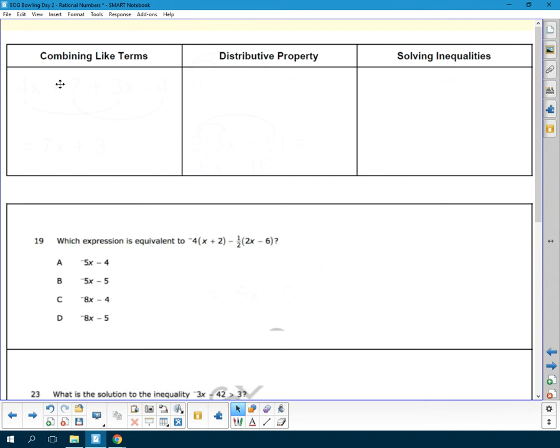Okay. When we talked about Unit 3 and Unit 4, expressions and equations and inequalities, we talked about combining like terms, the distributive property, and solving inequalities, among lots of other things. But these are 3 things we talked about.